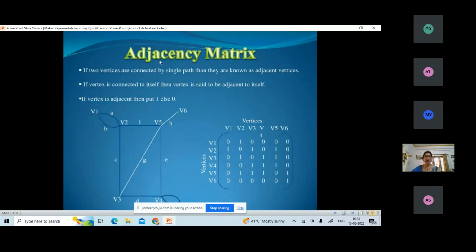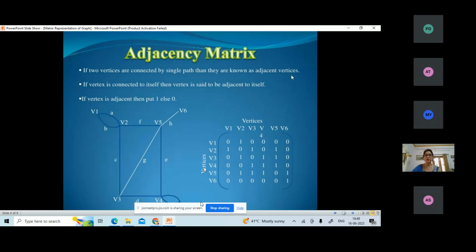Actually, what is an adjacent matrix? If two vertices are connected by a single path, then they are known as adjacent vertices. If a vertex is connected to itself, then that vertex is also adjacent. If two vertices are adjacent, put 1. Otherwise, the entry is 0. For example, this is the matrix representation of this graph.